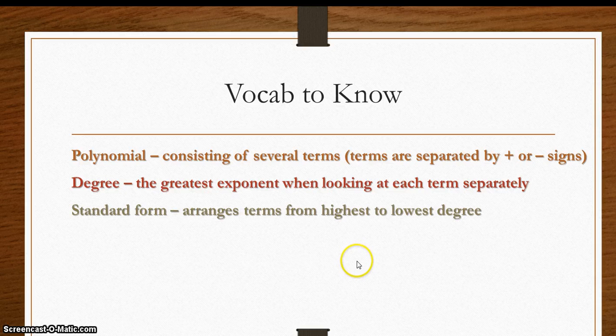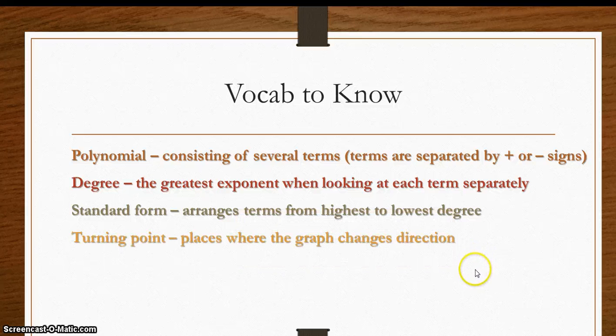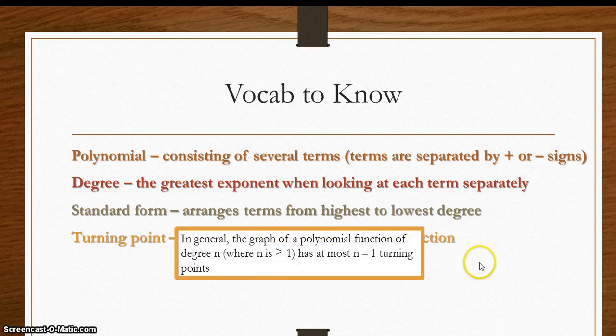Standard form arranges from highest to lowest degree. So here's an example of that. If we had this particular polynomial we want to list in standard form, we would start out with the term that has the greatest exponent, so negative 4x to the 8th. And then we just kind of walk it down. Arrange them in order. Turning points are where the graph changes direction.